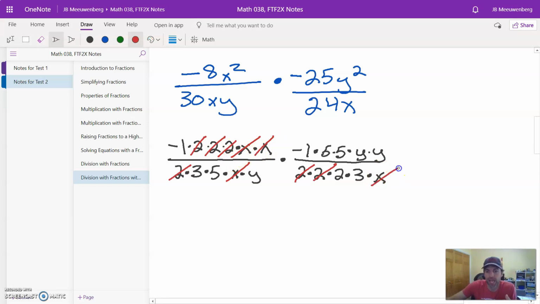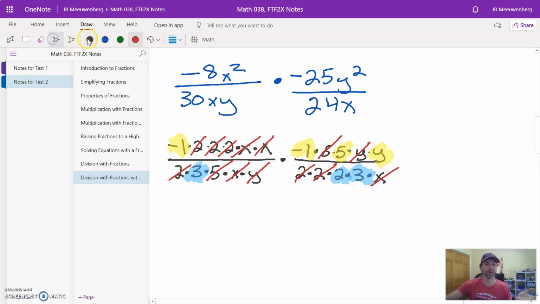X cancels with x. Negative 1's fine. 5 cancels with 5. And this 5 stays. Y cancels with y. Okay, so we're going to be really careful. There's a lot left over here. I want to make sure I get it all. We have negative 1, 5, and y. Those are the things left on top. 3, 2, and 3 on the bottom.